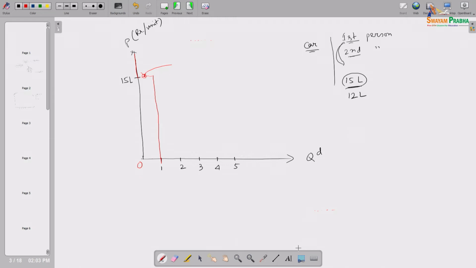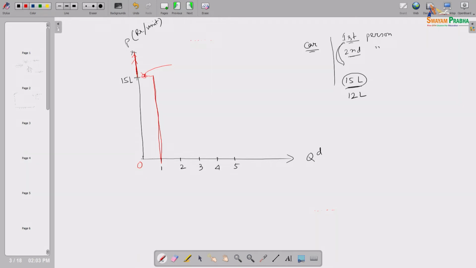So, definitely that person's demand curve has this kind of break, this gap, and then this vertical line. Everybody understood? Why is that the case? This line is telling that if the price is anything above 15 lakh rupees, that person's quantity demanded for that car is 0, because his maximum willingness to pay is 15 lakh only. So, anything above this price, it will be 0.